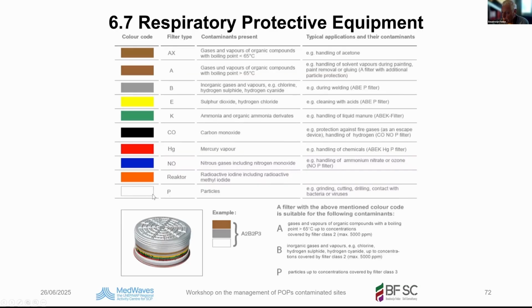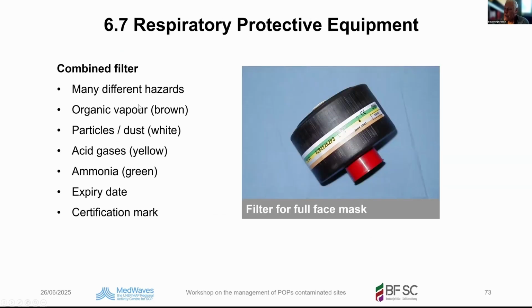And here the P, white color, is against dust particle size. So any filter has a color banding, and this color banding gives you the protections. And we always use the combined filter because it protects against many different hazards: vapor, brown; particle, white; acid gas, yellow; ammonium, green. And it has here the expiry date and the certification mark. And this is often what we use on a full face mask, but also on half face masks.